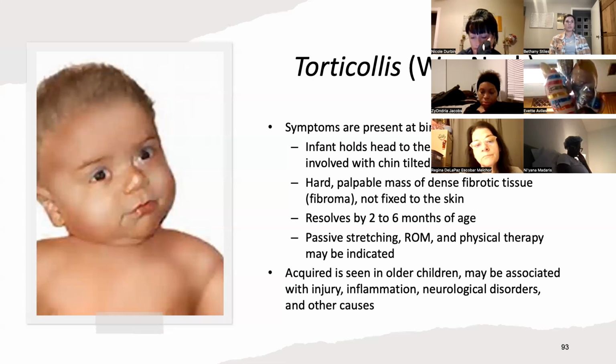If it's seen in older children, it's typically acquired and it can be associated with an injury, inflammation, neurologic disorders, or improper positioning. So if the child's constantly laying a certain way, you can develop torticollis.